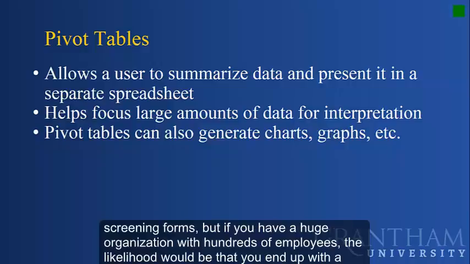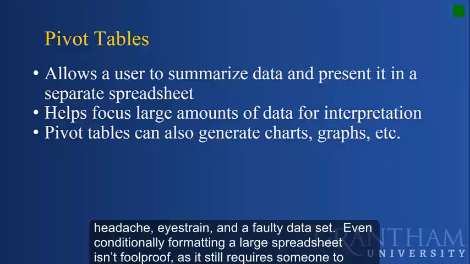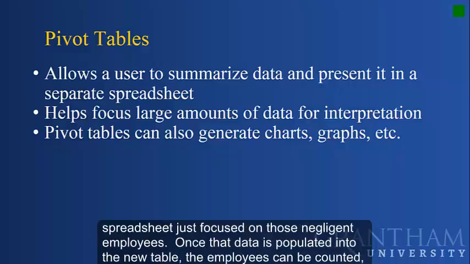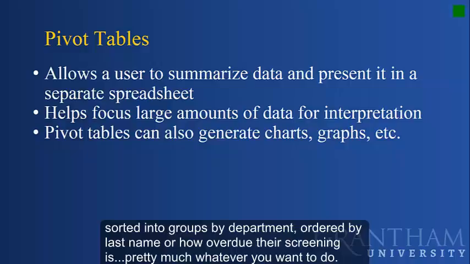But if you have a huge organization with hundreds of employees, the likelihood would be that you just end up with a headache, eye strain, and probably a faulty data set. Even conditionally formatting a large spreadsheet isn't foolproof, as it still requires someone to count up the flagged employees, which opens up the counting to human error. Creating a pivot table allows the user to create a completely new spreadsheet just focused on the negligent employees. Once that data is populated into a new table, the employees can be counted, sorted into groups by department, ordered by last name or how overdue their screening is. You can do pretty much whatever you want to do.